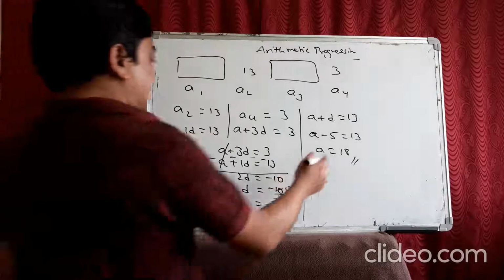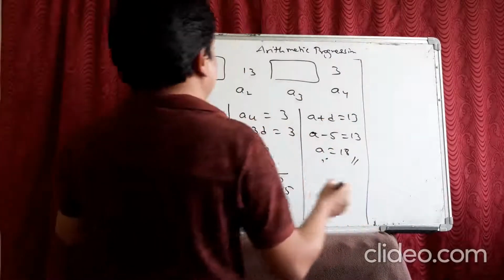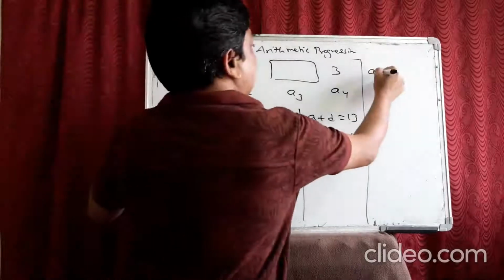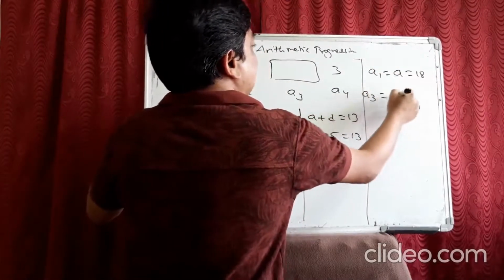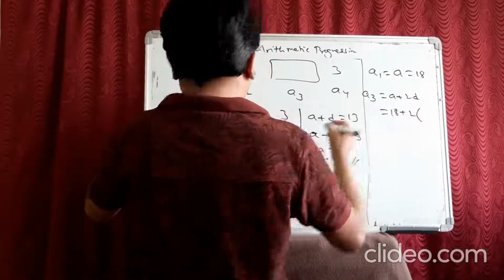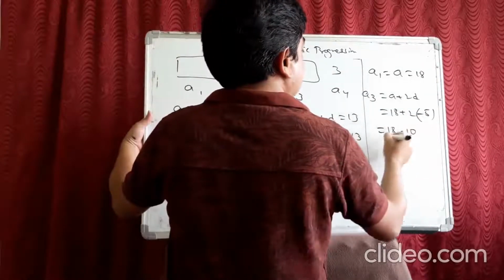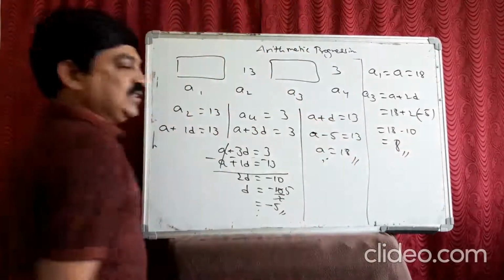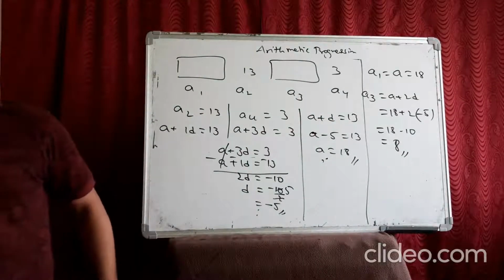So after getting a and d, you can do a number of things. What did they ask? First one, a. a1 is a. 18 we got it. Next a3. a plus 2d. So 18 plus 2 into what is d? d is minus 5. 18 minus 10, that is 8. Okay. Understood. Next one.